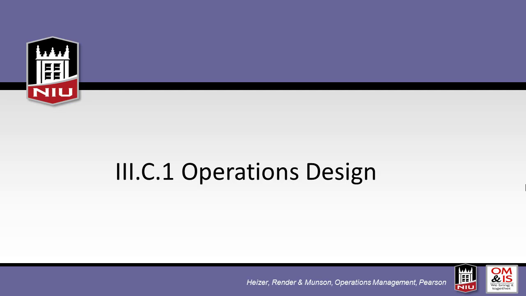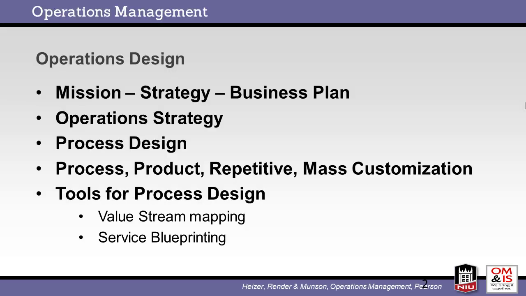Operations Design. In this unit, we consider the design of operations. Since operations must be in alignment with the overall goals of the company, we start with the company mission, strategy, and business plan. If the focus of the company is responsiveness, the operation must be designed for speed. Once the operations strategy is set, we consider the different possible process designs to deliver our products and services.